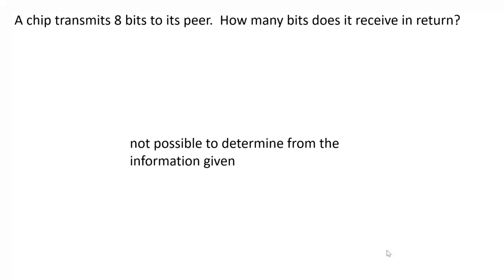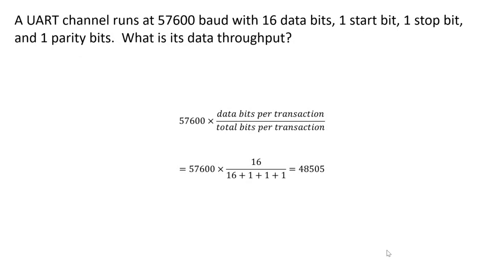But so it's impossible to tell from the information given. A UART channel runs at 57,600 baud, has 16 data bits, 1 start bit, 1 stop bit, and 1 parity bit. The start, stop, and parity are overhead bits. So to calculate the actual throughput, you take the baud rate and multiply it by the number of data bits divided by the total bits per transaction.